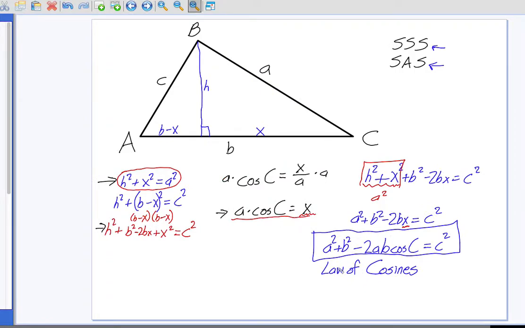Notice one last thing here, that if this term wasn't there, it would just be a squared plus b squared equals c squared. That's just the Pythagorean theorem. This is just the Pythagorean theorem with one extra little term thrown in. So really all you need to remember is the minus 2ab cosine c, and you've got the law of cosines down.